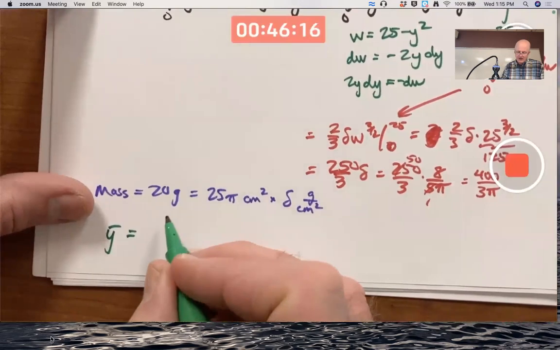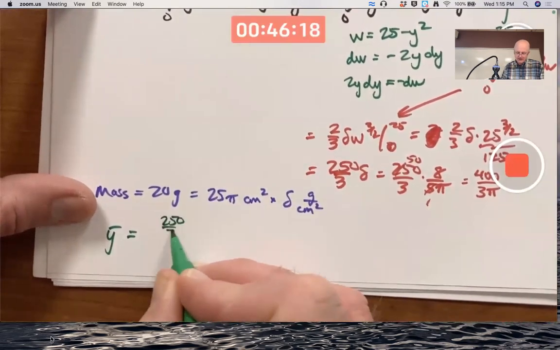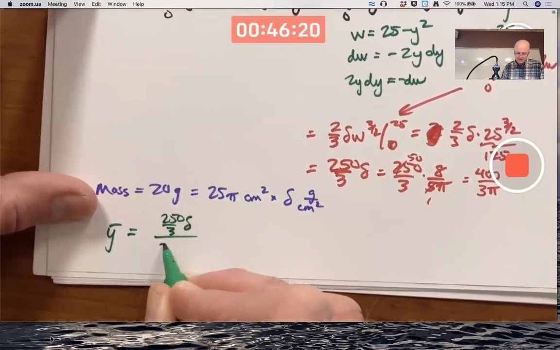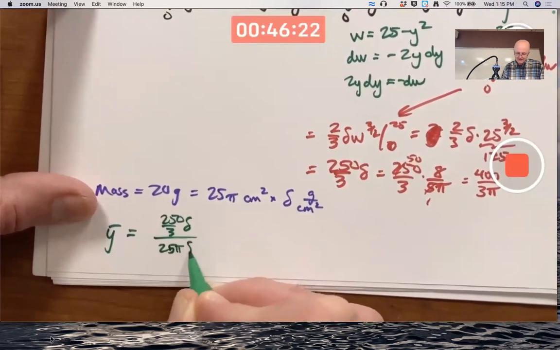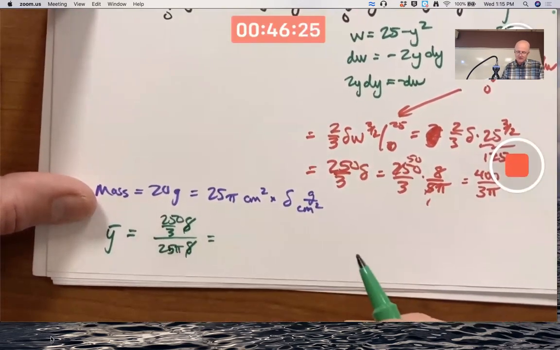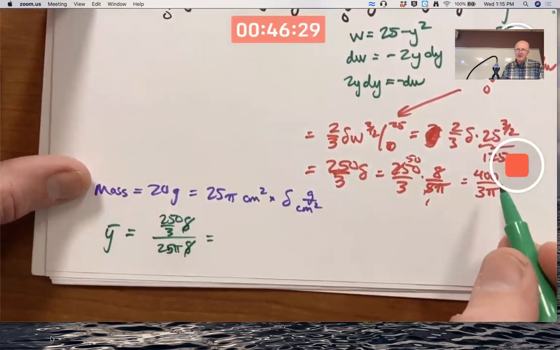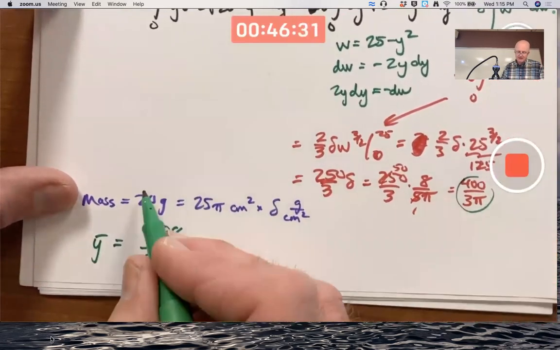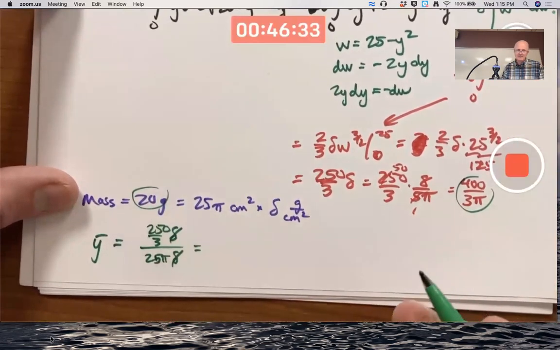So I can either write y bar is 250 over 3 times delta over 25 pi times delta, and the deltas cancel, and get an answer. Or I could do it as 400 over 3 pi divided by 20. Either way is okay.